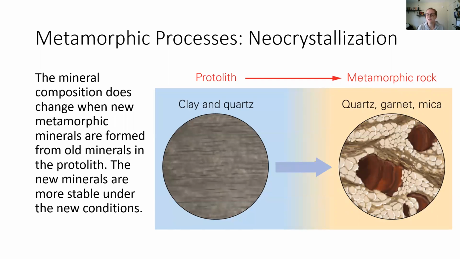Neocrystallization is when you get brand new minerals, neo meaning new, right? So the mineral composition does change here. The old minerals, maybe you start with plain quartz, become new minerals under those new environmental conditions, and the new minerals that form are going to be more stable in those new environmental conditions. So maybe you increase temperature and pressure, and now you get garnet and mica added, which are more stable at high temperatures. Neocrystallization, when you make new crystals, new minerals.